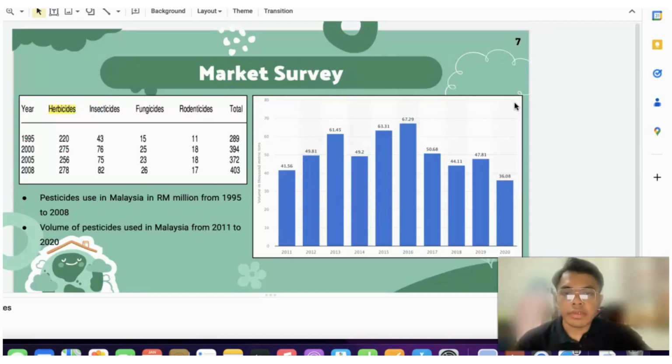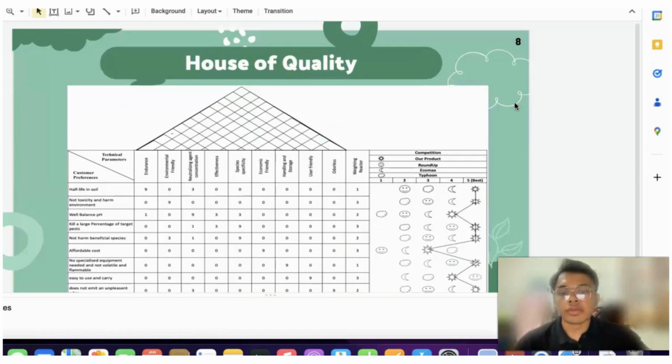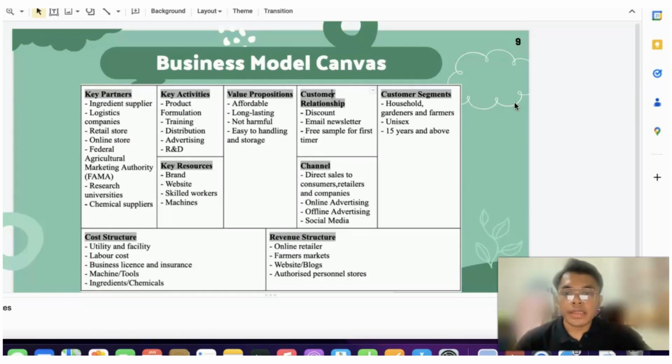As we can see in the graph, the usage of herbicides in Malaysia is the most among the other pesticides from 1995 to 2008, and herbicides made up the majority of the overall sales, accounting for 395 million. This is our house of quality for our product. There are several customer preferences that need to be considered, and the major issue that needs to be highlighted is regarding environmental factors. It is because we want to produce an environmentally friendly product that can kill a large volume of pests. But acid products are the best product to kill the pests, and acid is not an environmentally friendly product. And this is our business model canvas for our product.